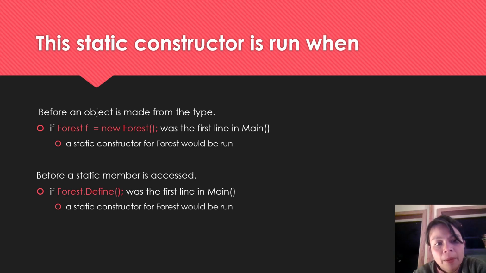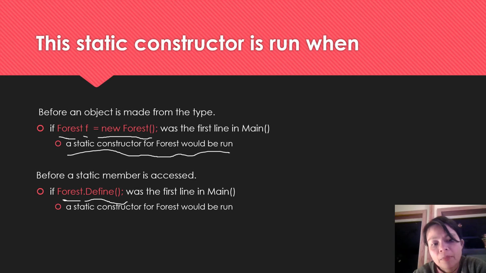Okay? So if Forest f = new Forest was the first line in Main, a static constructor for Forest would have already been run. So before a static member is accessed, okay. So if Forest.Define was the first line in Main, a static constructor for Forest would be run.